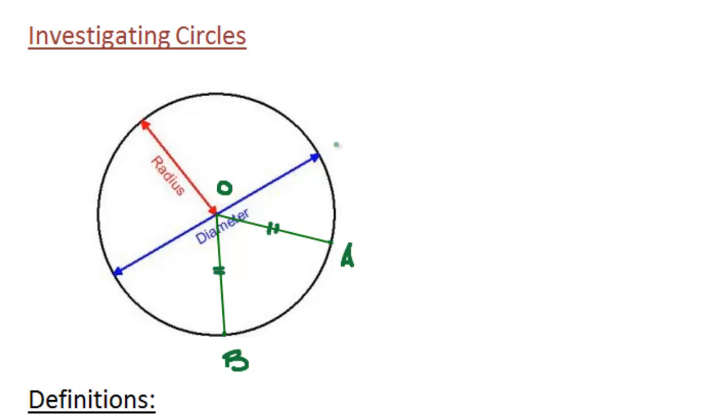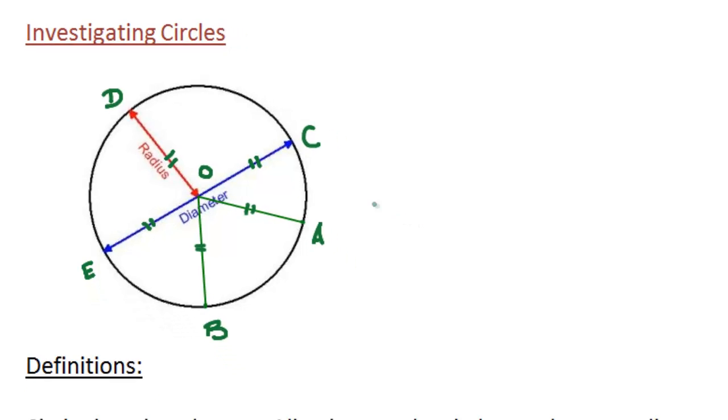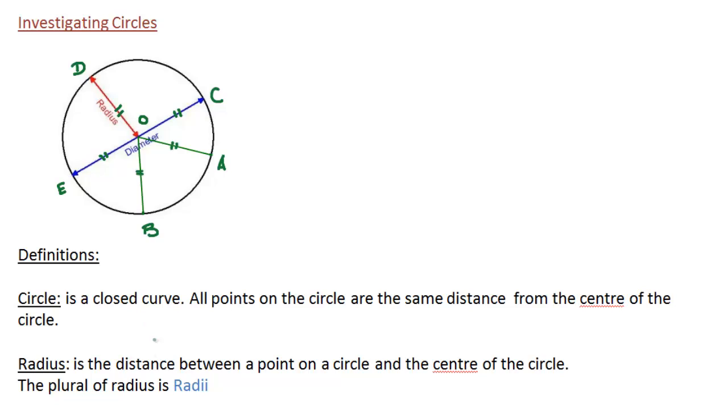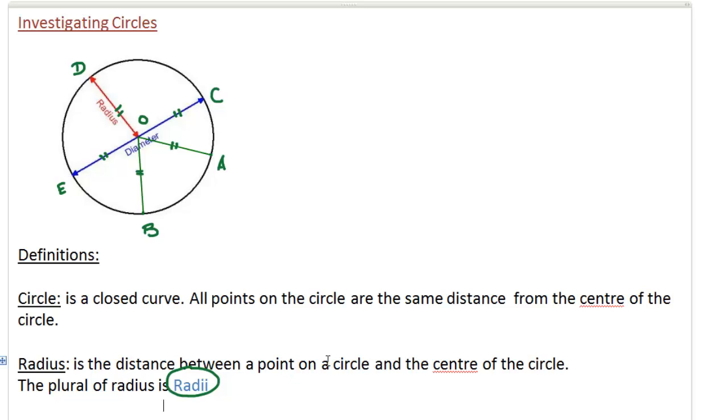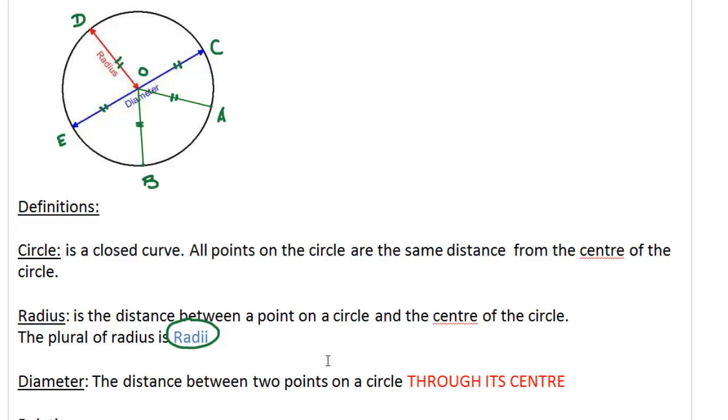What about, let's say, C? CO is a radius. D, DO is a radius. E, EO is a radius. They are all the same length. They are all equal. The plural of radius, as you can see here, we call it radii. This is a plural, which means many radius. Excellent. Let's go to the next one.